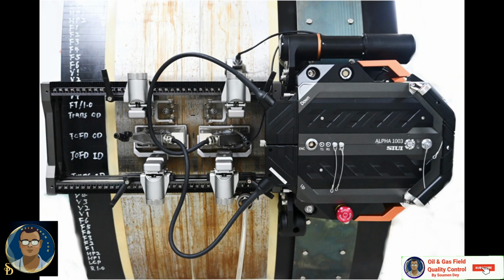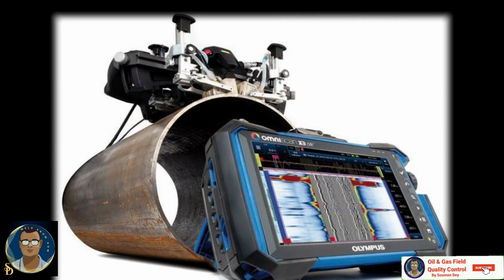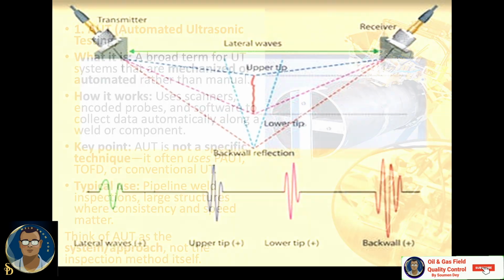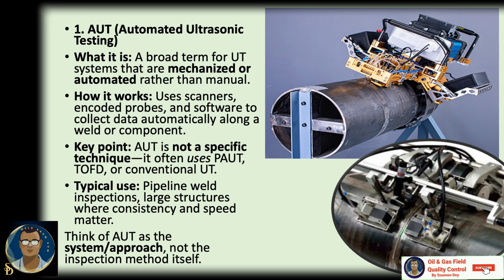AUT is a general automated approach. I told you, when a UT is automatic, it can be termed as AUT, usually used for pipeline. The PAUT is a highly versatile technique using multiple elements to create detailed and angled images of defects. TOFD is a technique focused on using diffraction to measure the time of flight to accurately size internal defects, particularly crack-like flaws. Let us discuss a little bit on AUT, automated ultrasonic testing.